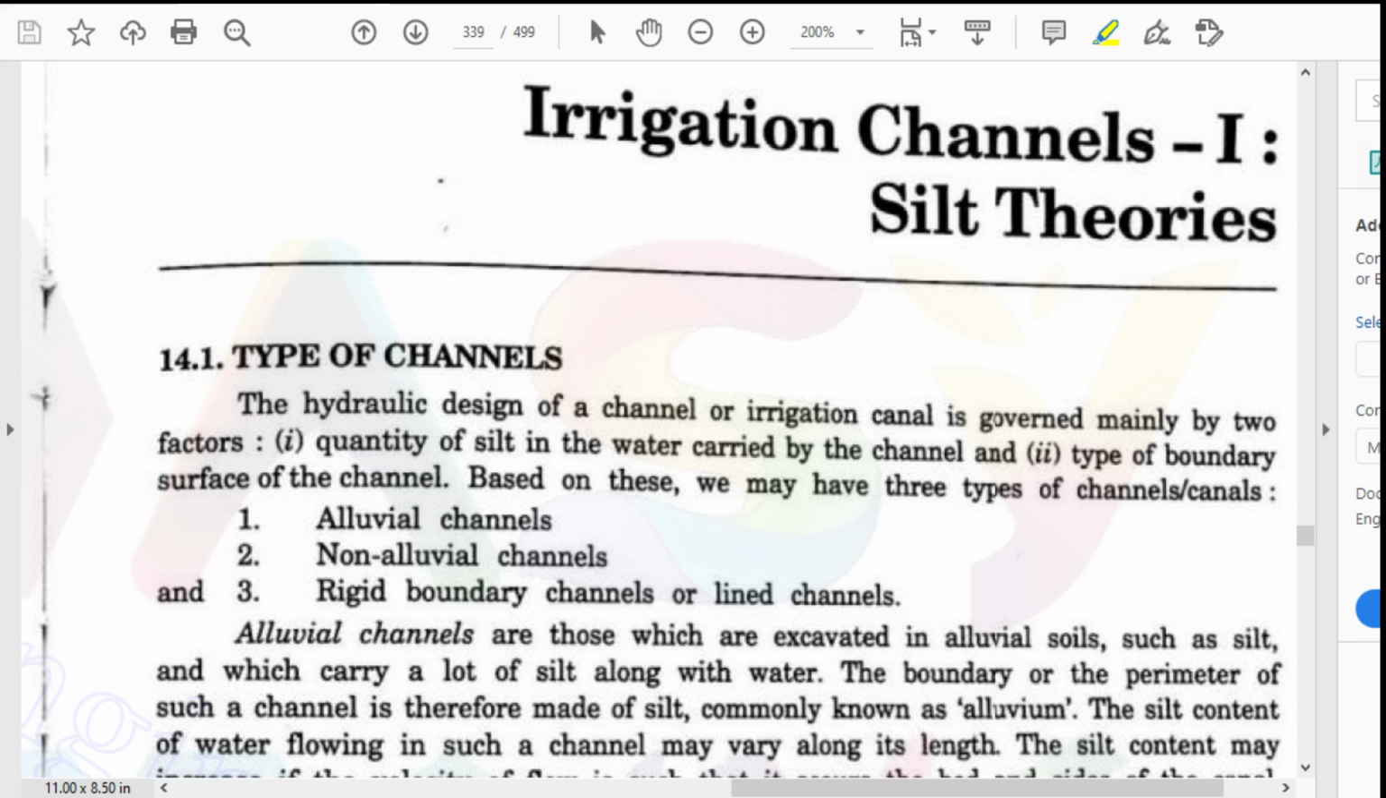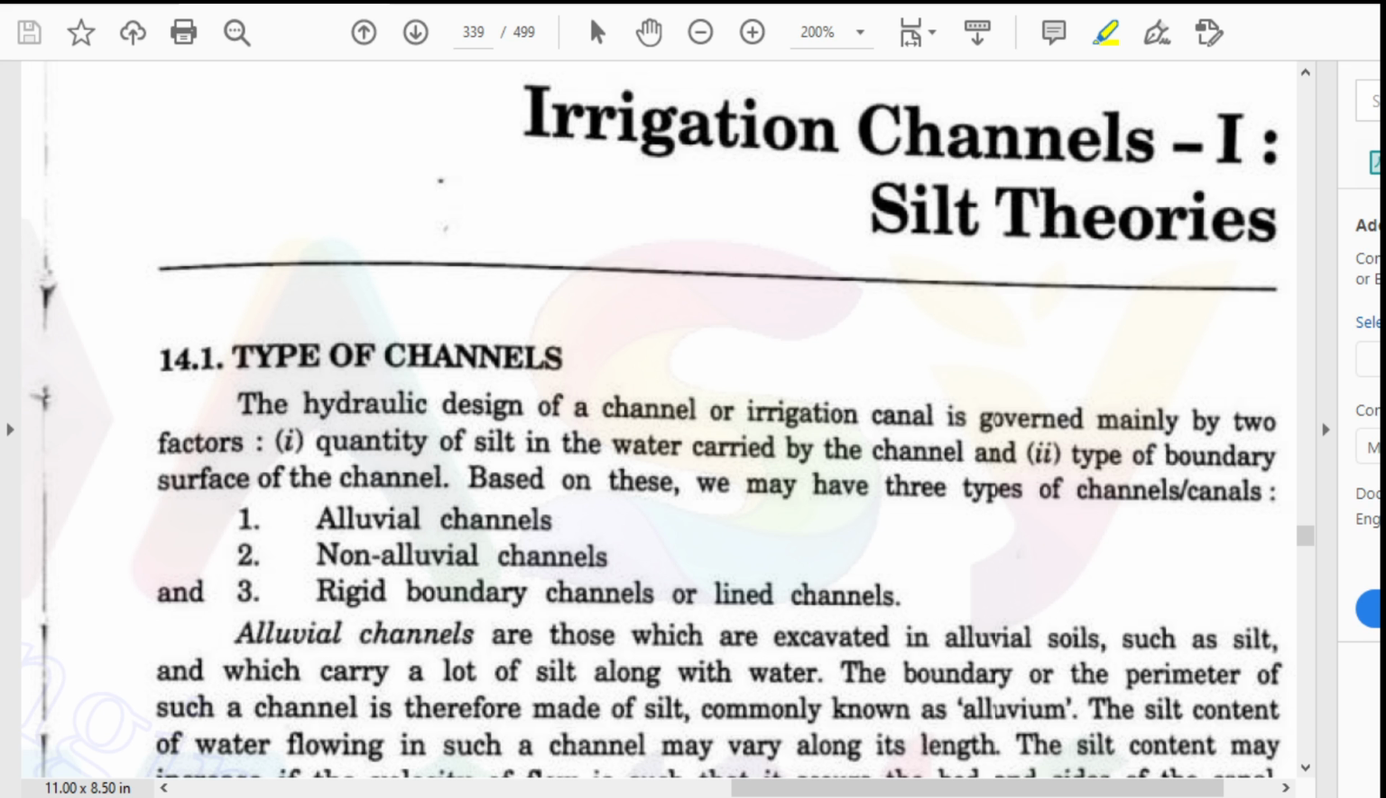We have already studied the different types of dams and all. So here in this chapter we will start from the types of channels. This is the general statement that the hydraulic design of a channel or an irrigation canal is governed mainly by two factors. Okay, which are those factors? First is the quantity of silt in the water which is carried by that channel or canal.